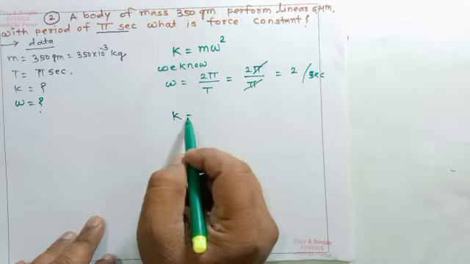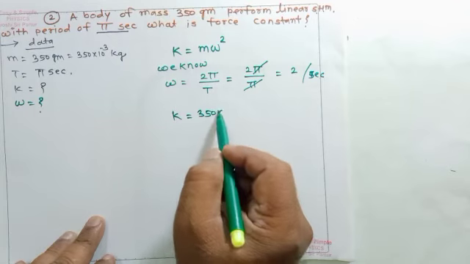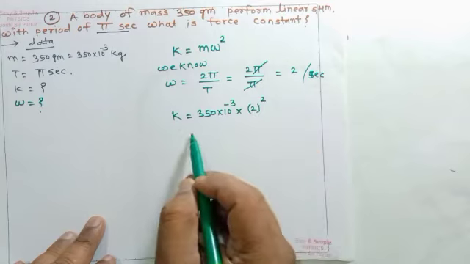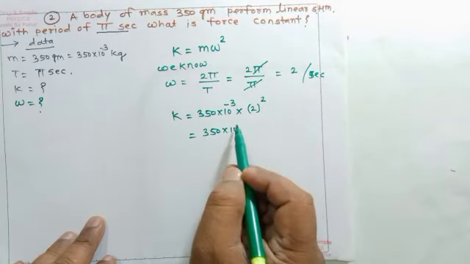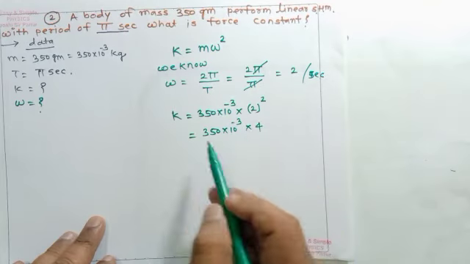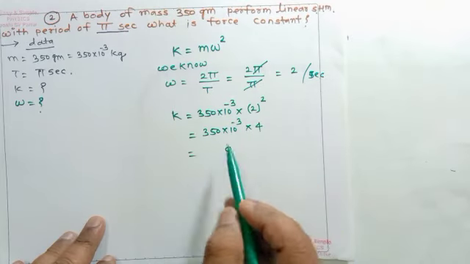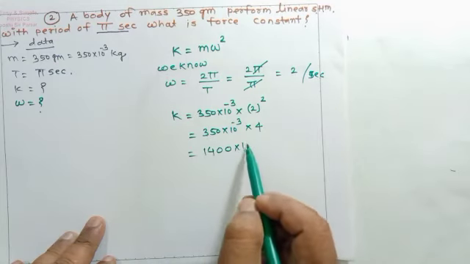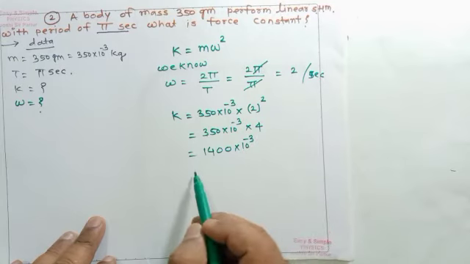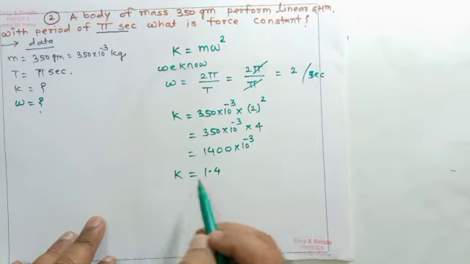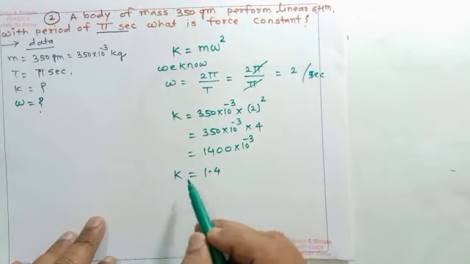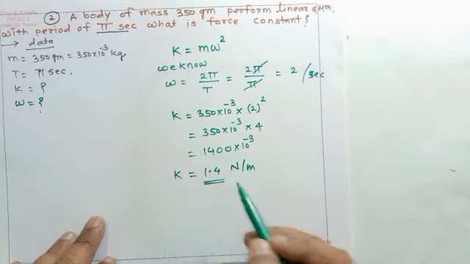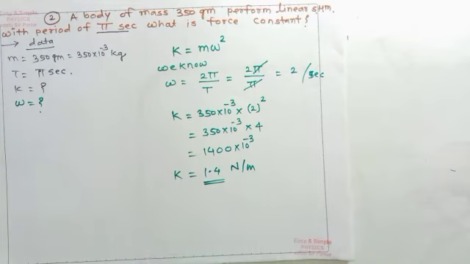So force constant k will be 350 into 10 to the power minus 3 into 2 square. So here 350 into 10 to the power minus 3 into 4. If we multiply, 4 zeros are 0, 4 fives are 20, 2 is remaining, 4 threes are 12, it becomes 14, 1400 into 10 to the power minus 3. So the answer for the given example, force constant is equal to 1.4 Newton per meter. That is the answer for the given example.